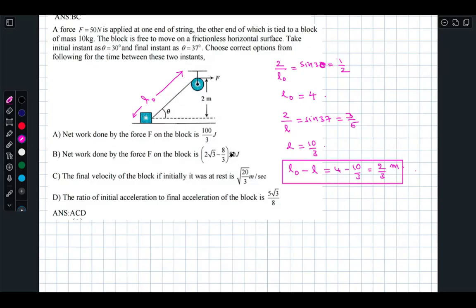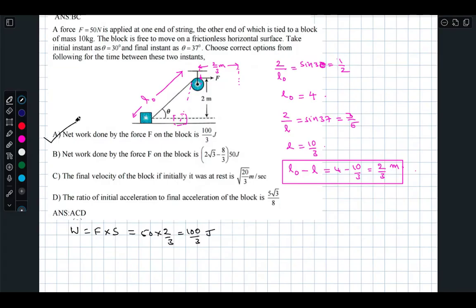Remember what is work? Now this point of application of force will move till this point, by the time the block reaches here. Yes or no? So this displacement is 2 by 3 meter. So what is the expression for work? Work is force into displacement. What is force here? Is it a fixed force? 50 times 2 by 3, which is nothing but 100 by 3 joule. A is the correct answer.